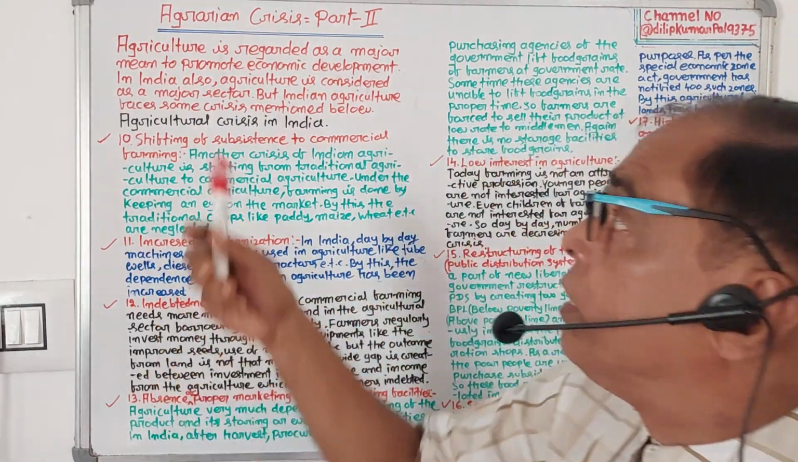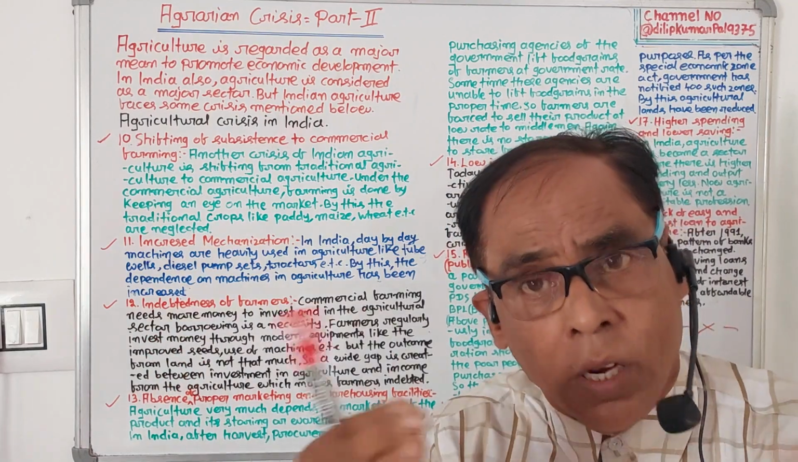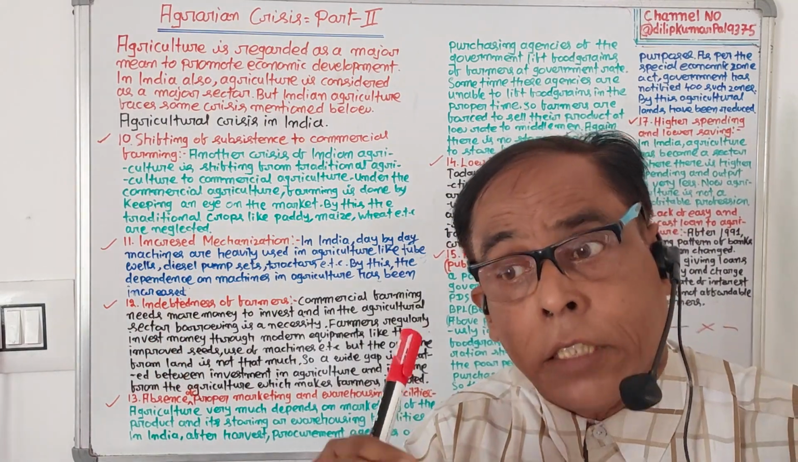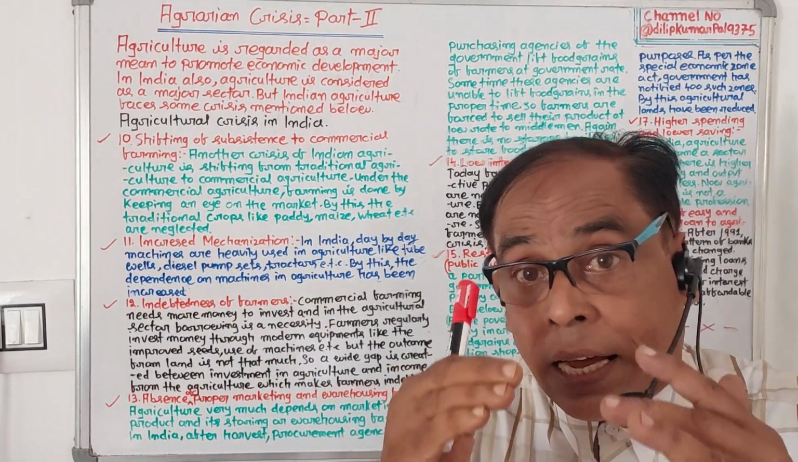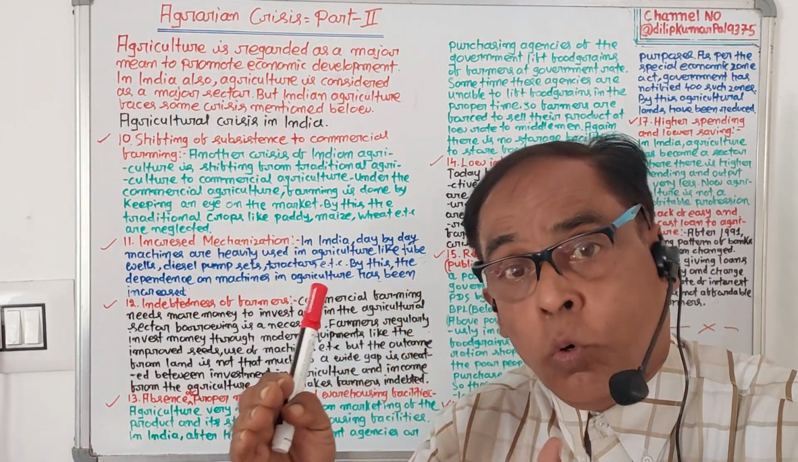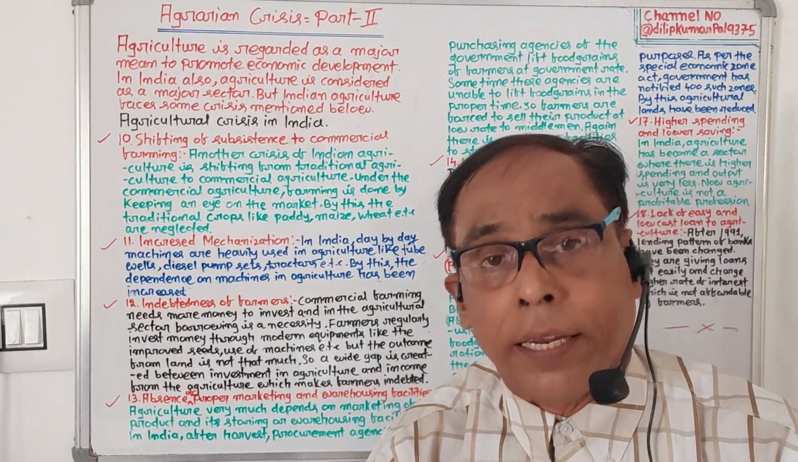Let us start. Agrarian crisis second part. I have already told you, in Agrarian crisis part 1, I have discussed 9 problems related to Indian agriculture. In Agrarian crisis part 2, I will discuss 9 more problems relating to Indian agriculture. Let us start.